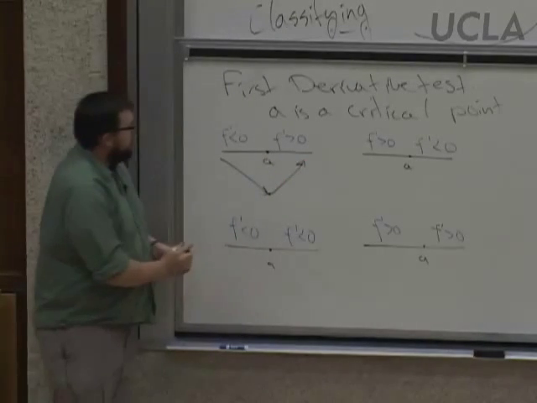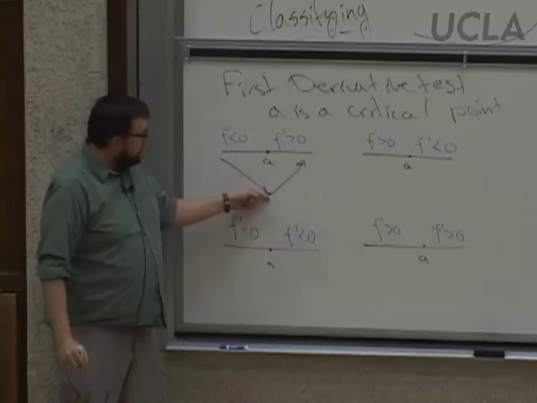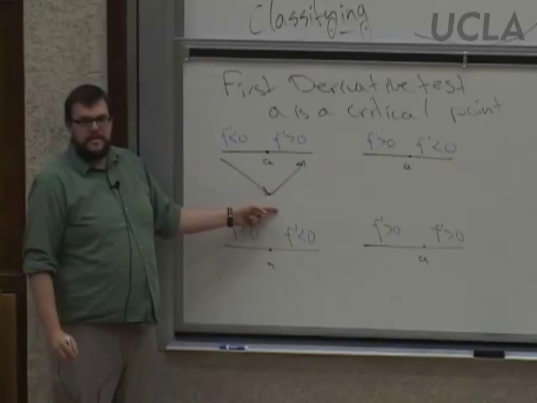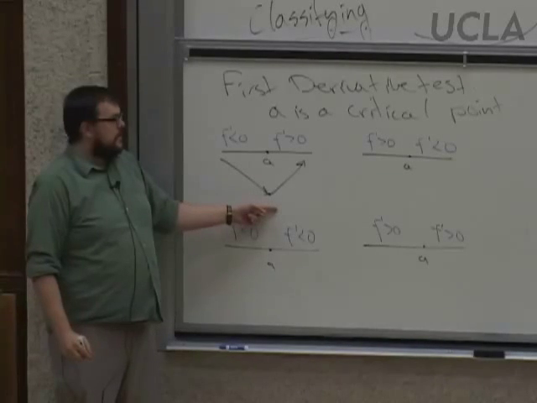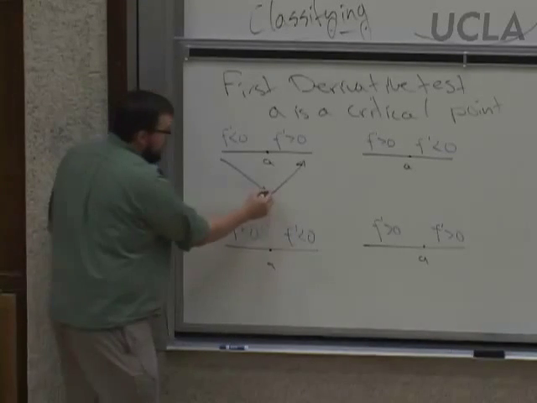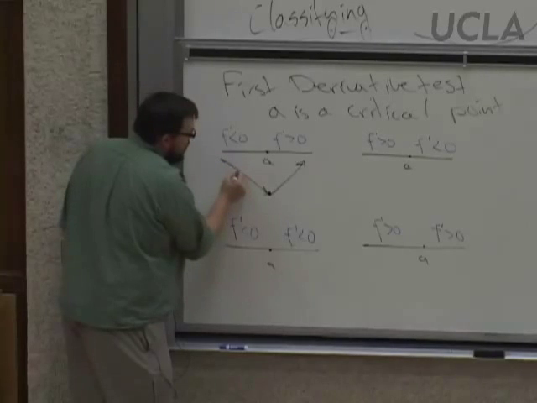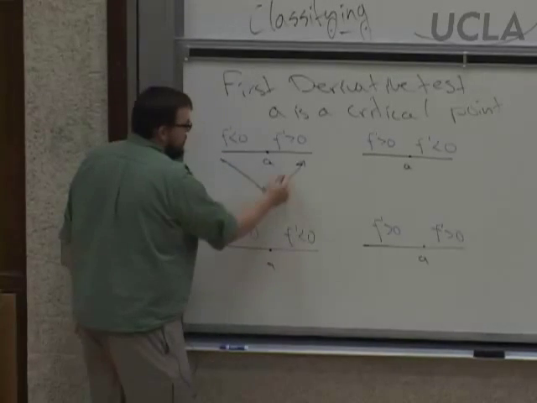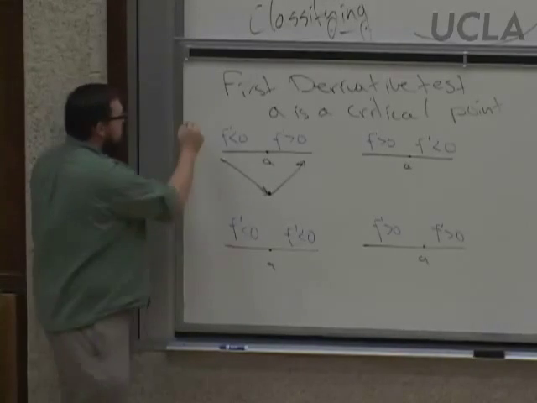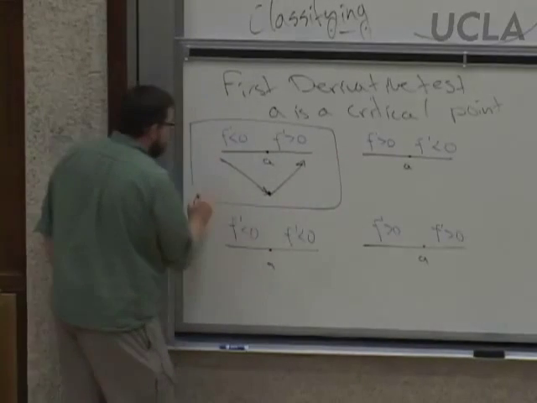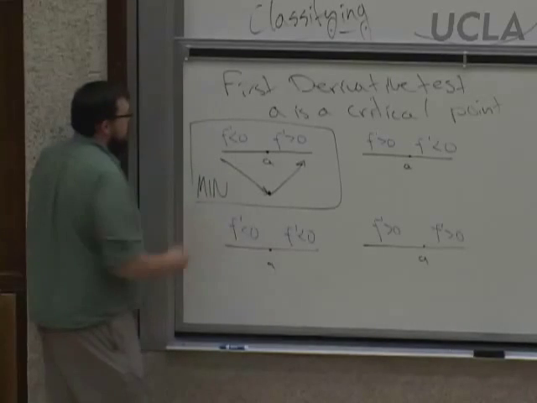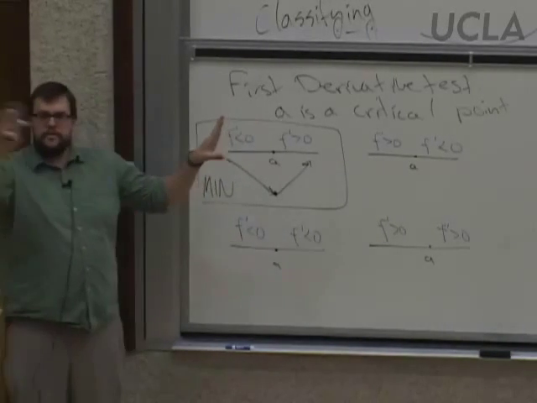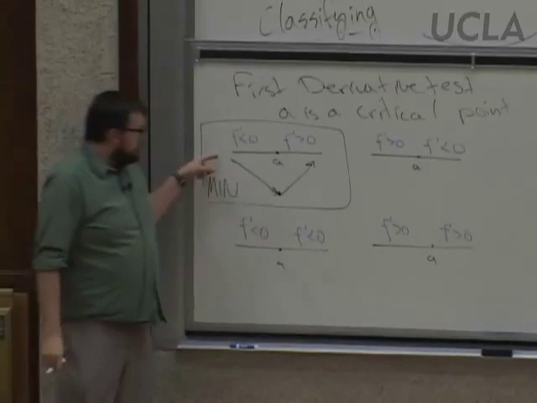Okay, let's look at this picture. I'm coming down. I stop. I go up. What do we call this? It's a minimum, right? It's the smallest value, because I'm coming down on the left side of it, and I'm coming up as I go to the right side of it. So this is a min. So when I see a critical point where the derivative is negative on the left and positive on the right, just draw the picture.